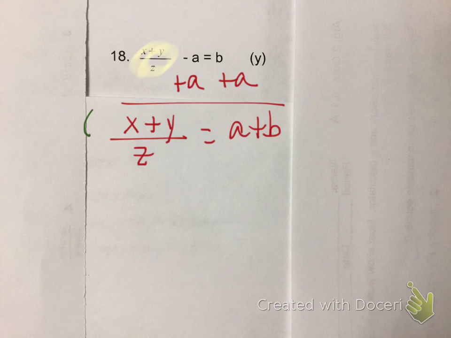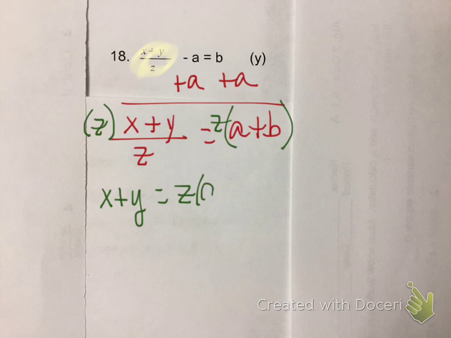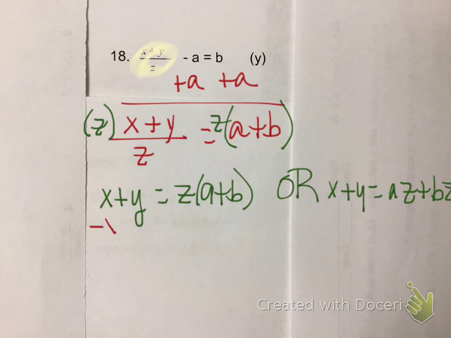We've got to get rid of that z, so we're going to multiply both sides by z. So we get x plus y is equal to, you can either keep the z in front of the parentheses, or you could distribute it out. Notice that when I multiplied, I didn't do za, I did az, because when you multiply variables, you multiply them alphabetically. And then we want to subtract x on both sides.